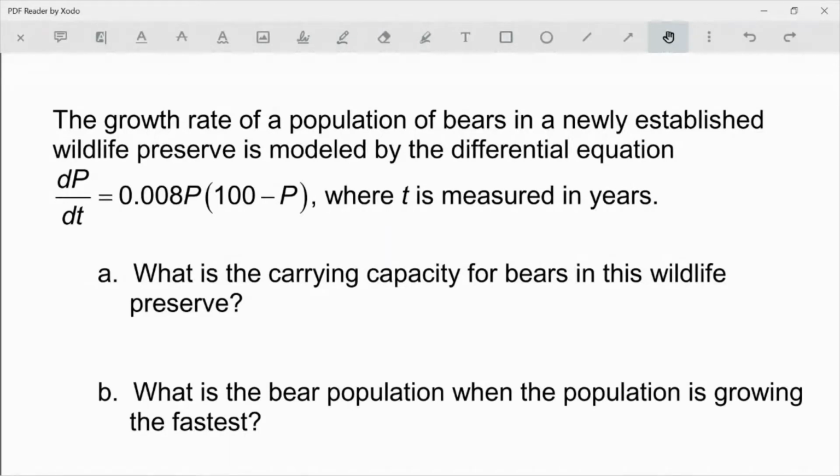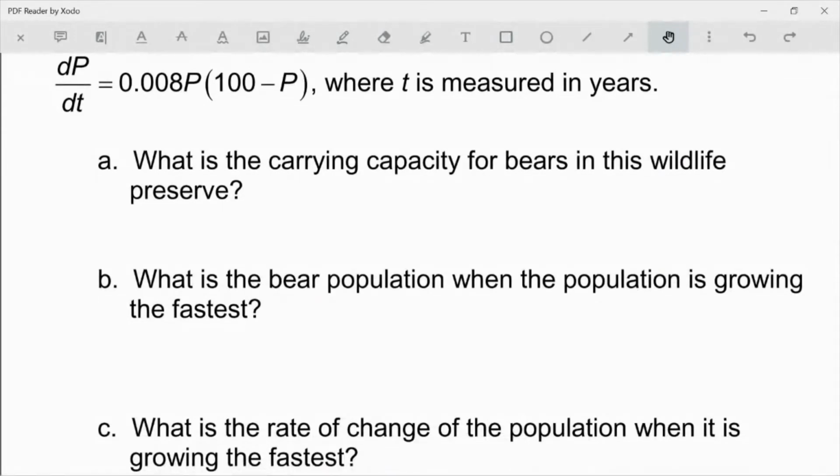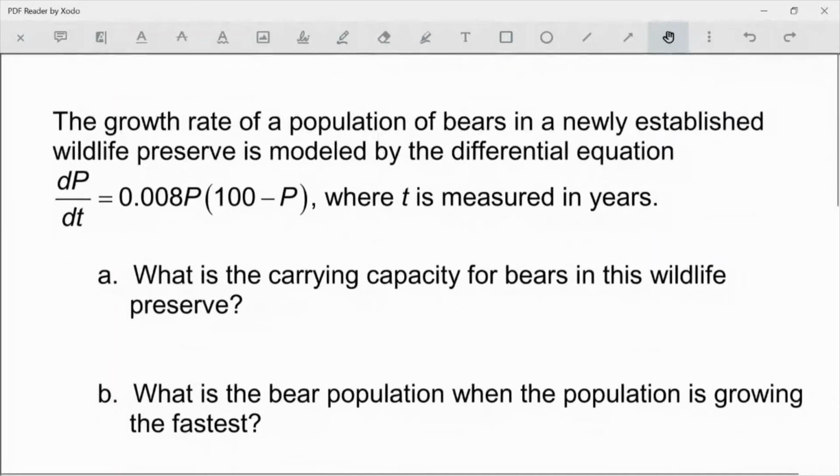So on this problem, it says the growth rate of a population of bears in a newly established wildlife preserve is modeled by the differential equation dP/dt = 0.08P(100 - P). Part A says, what's the carrying capacity? B says, what's the bear population when the population is growing the fastest? And C says, what is the rate of change of the population when it's growing the fastest?